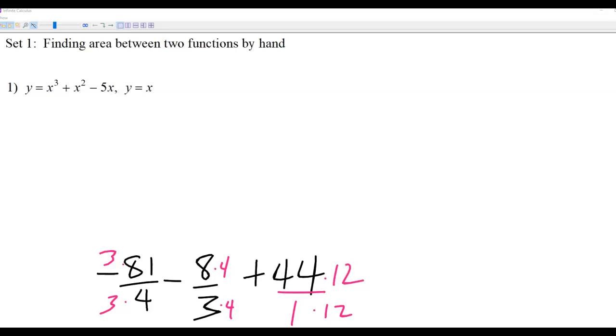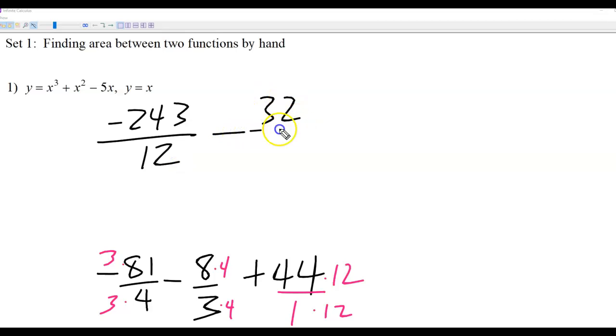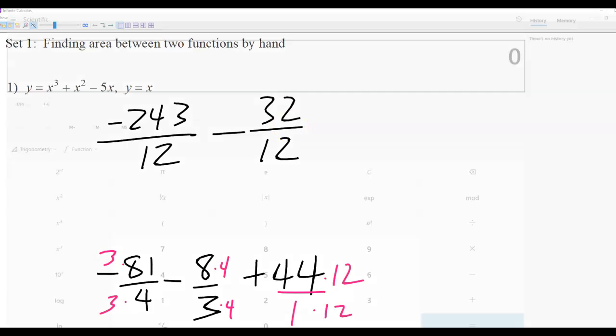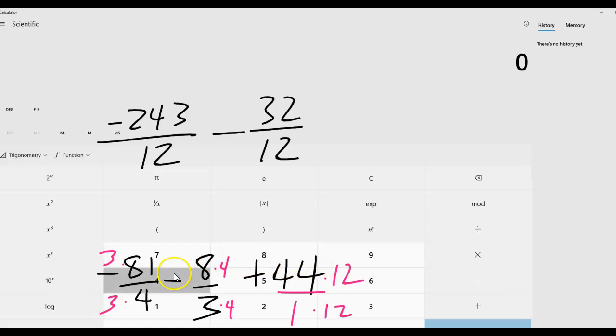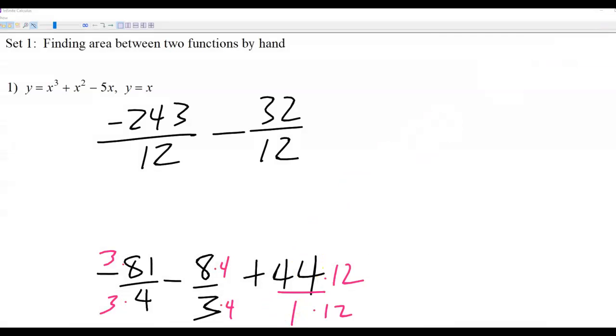Okay, so we have 3 times 81 is -243 over 12, minus 32 over 12, and then 44 times 12. My goodness. Let's work it out and see what we get. 44 times 12. 528. That's not too bad. 528. Positive.